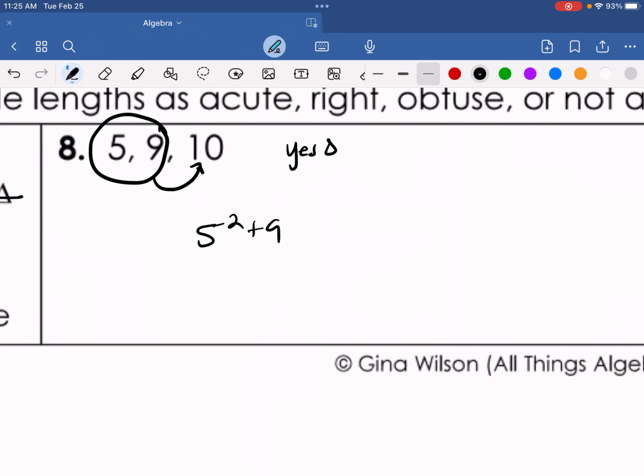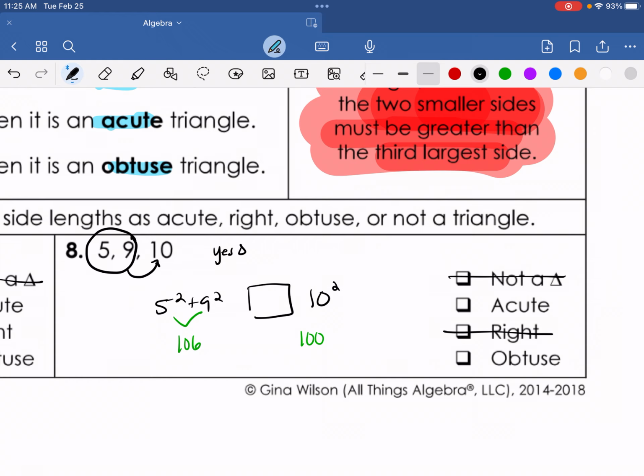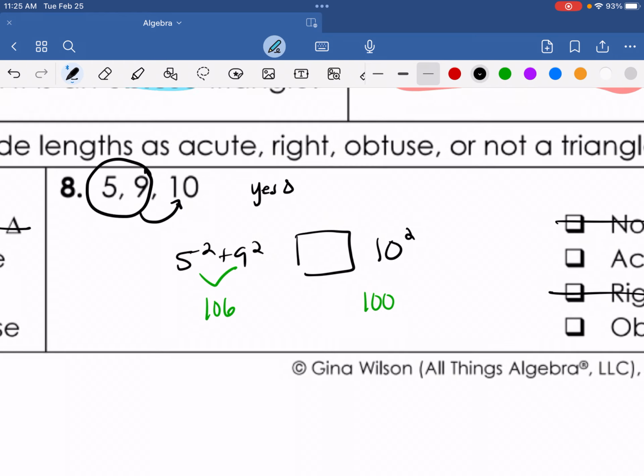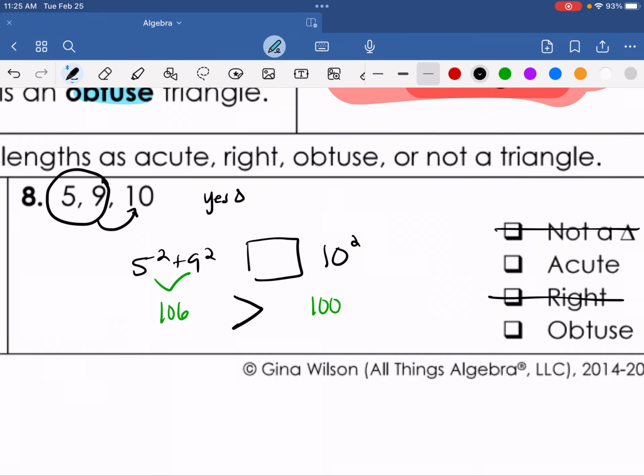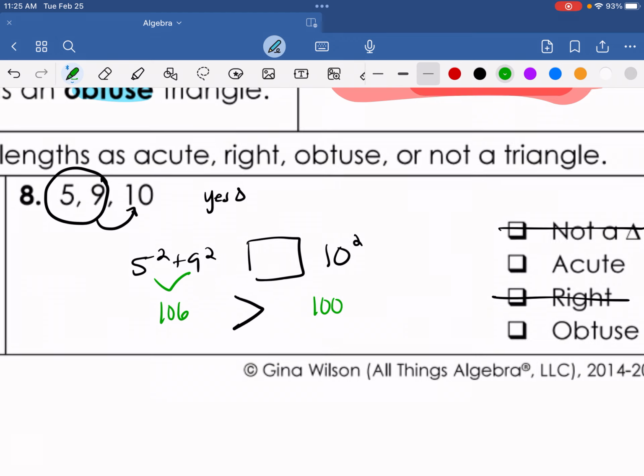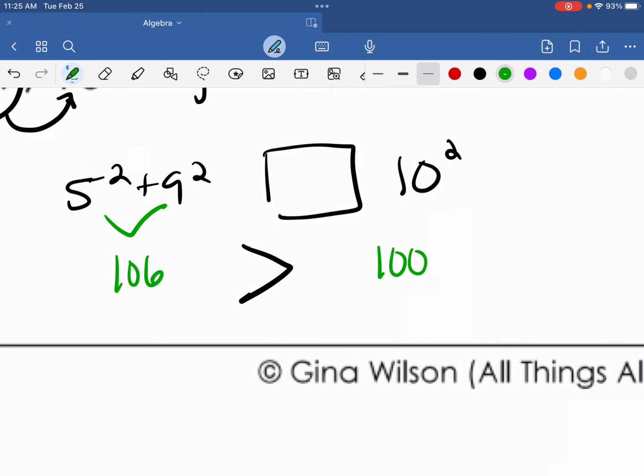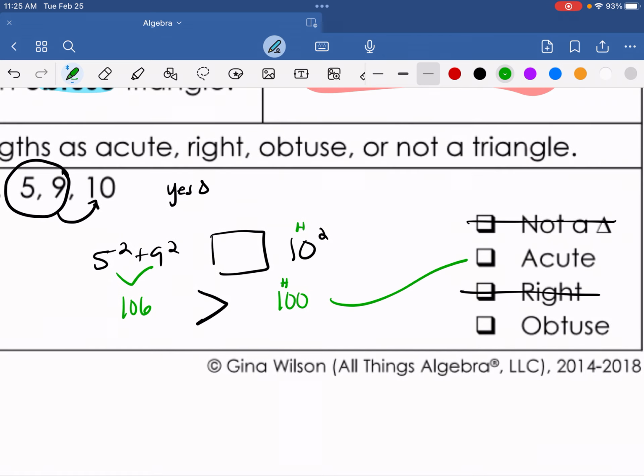5 squared plus 9 squared. What is that compared to 10 squared? When you do your math, 5 times 5 plus 9 times 9 is 106. And 10 times 10 is 100. Okay, they're not equal, so it's not a right triangle, because if it had an equal sign, it would be right, but it's not. The acute sides are bigger. So what's going on with the hypotenuse? This is the hypotenuse side. It is less, okay? It's less, so it's acute.